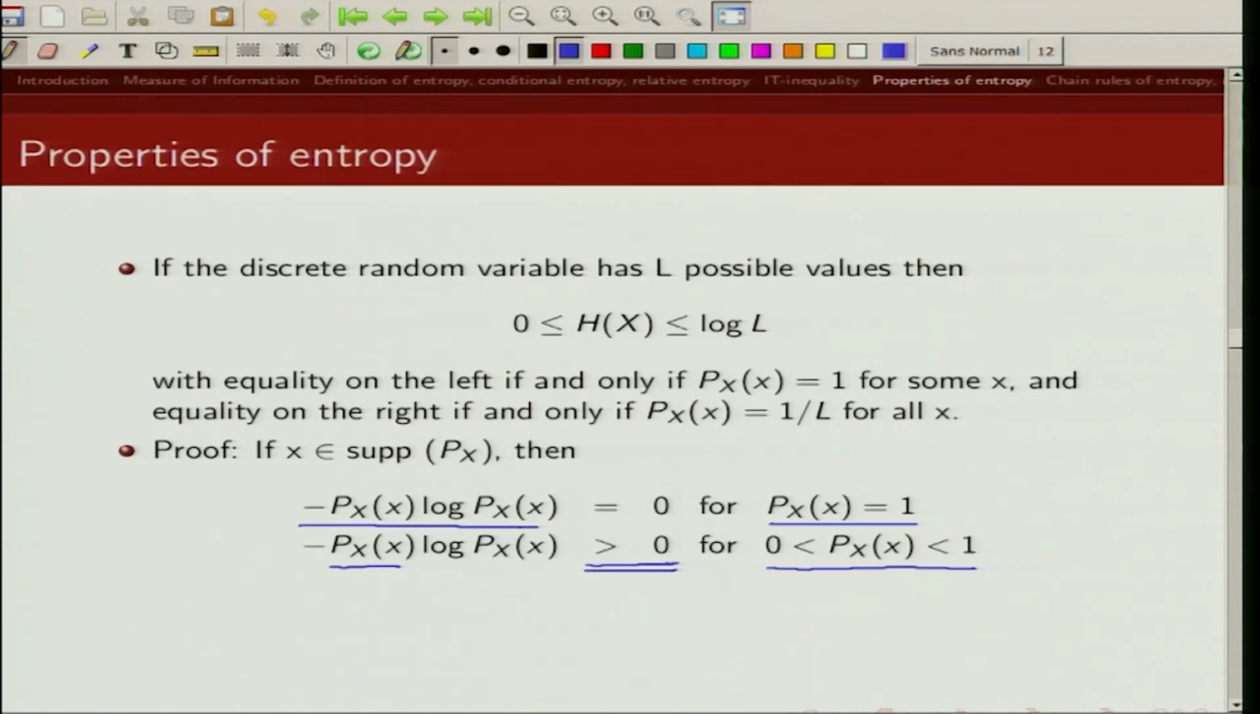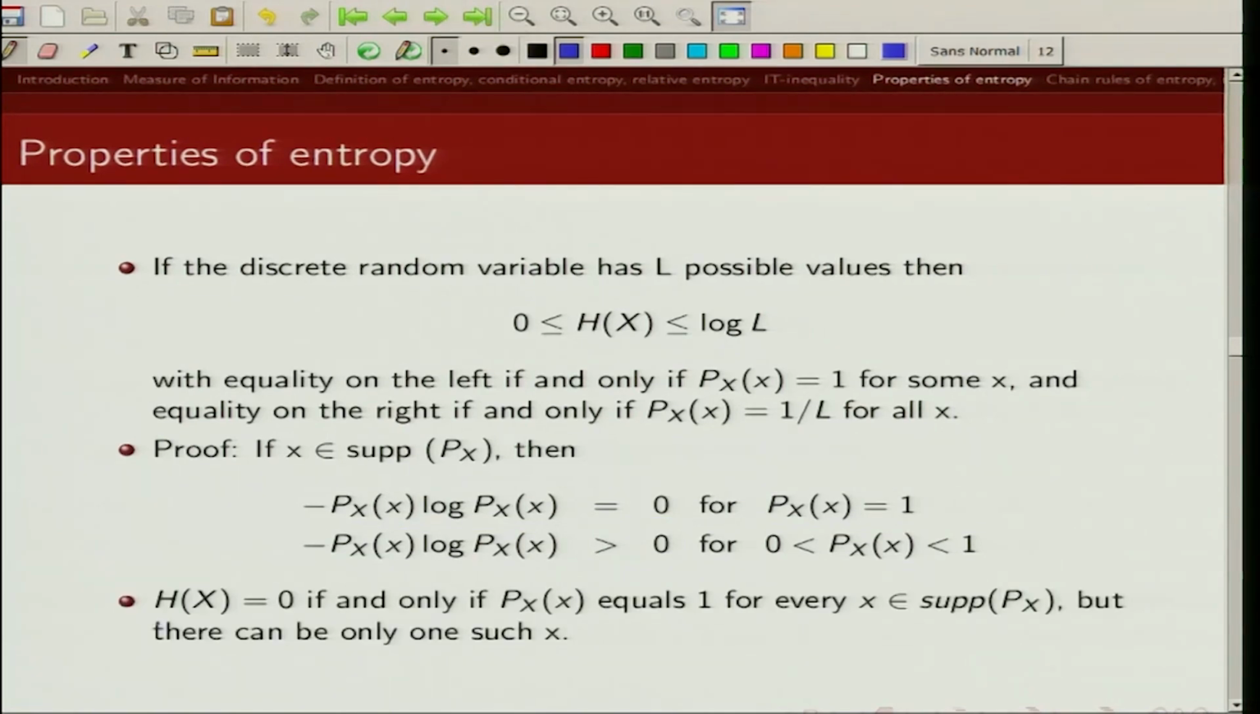So what we have shown here then is, if for some value of x, p of x is 1, and for other values p of x is 0, then the entropy will be 0, otherwise entropy will be greater than 0. Okay. So entropy will be 0 if and only if p(x) is equal to 1 for some x belonging to the support set of p(x), but there can be only one such x. For all other values of x, p of x should be 0.